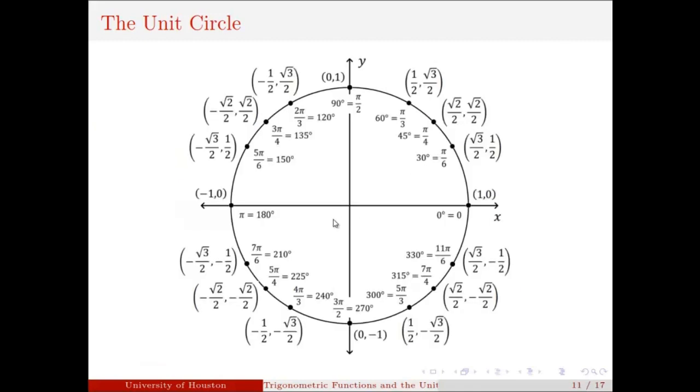The key points on the unit circle are summarized in the following diagram. First, the multiples of pi over 6 divide each quadrant into thirds. The multiples of pi over 4 are located at the midpoint of each quadrant as well as the quadrantal angles. The quadrantal angles are the angles 0, 90 degrees, 180 degrees, and 270 degrees.